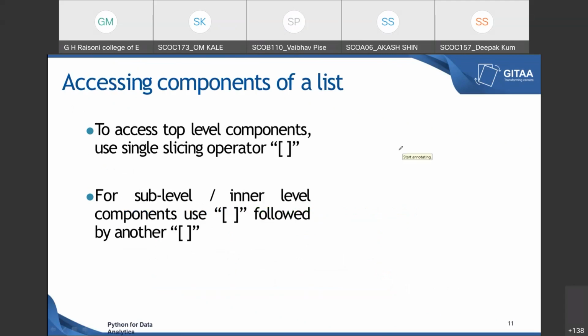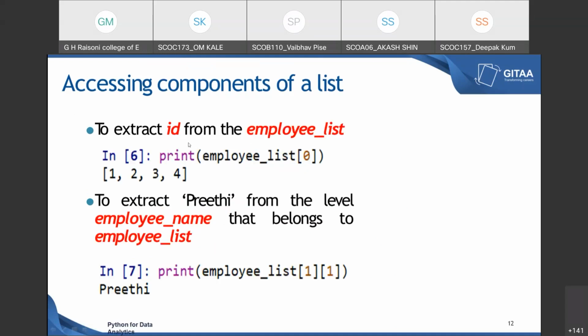So whenever you want to access the top level components of a single slicing operator in the list, you can use the single square bracket to access the data, because in the list we can maintain the data in the form of a hierarchy also. So if you want to access the top level component, you can use the single bracket. If you want to access a sub level or inner level component, then you can use a square bracket followed by another square bracket. I'm going to show you that here.